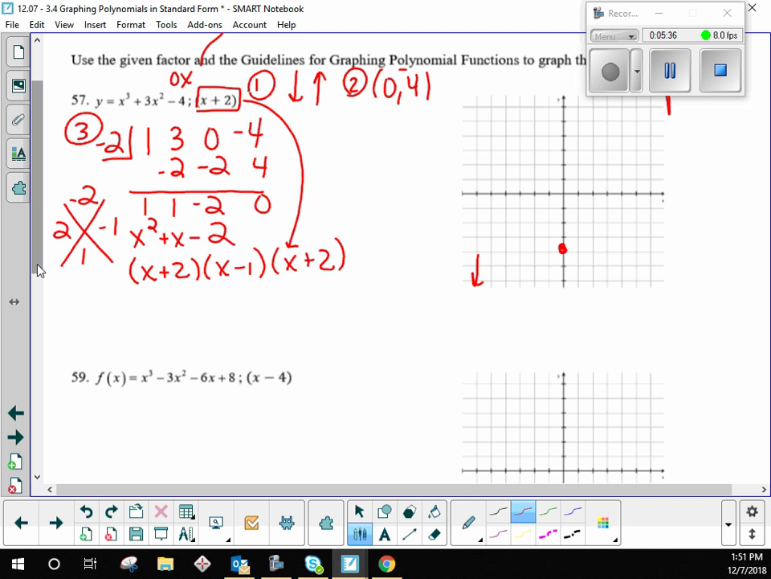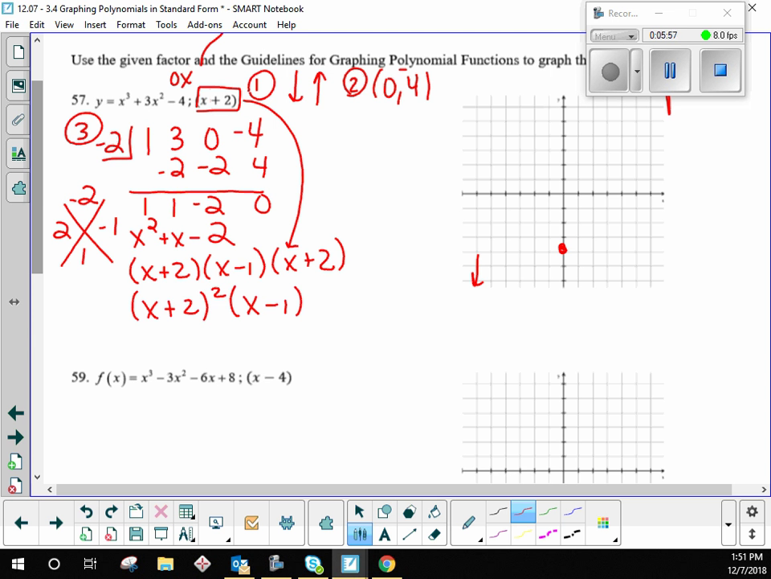So yes, those are giving me my zeros. That's true. I'm going to rewrite it like this just for a second. X plus 2 squared. But the other information I'm going to use is what we talked about yesterday, the multiplicity of each zero. Because remember, that determines the behavior at that point. Is it going to bounce or is it going to go through?